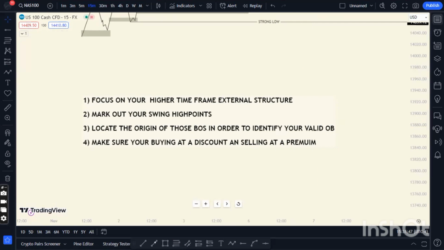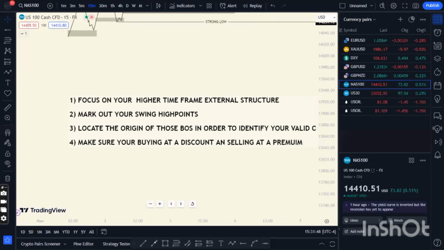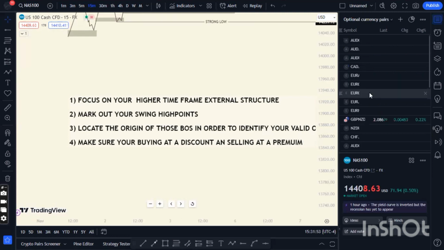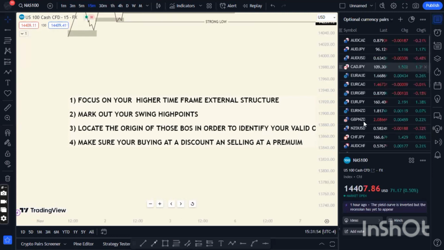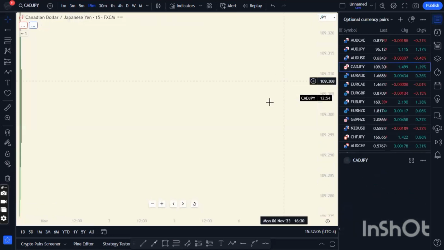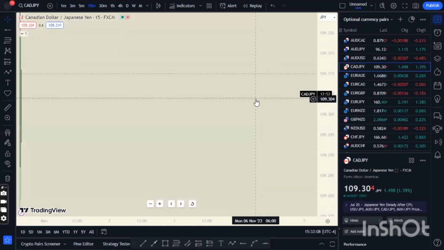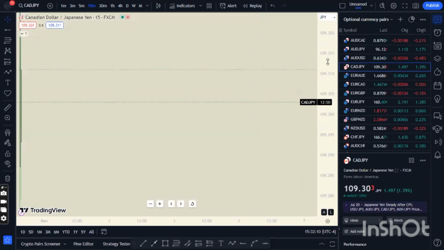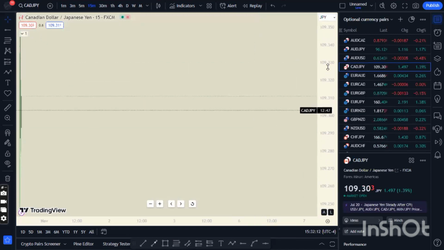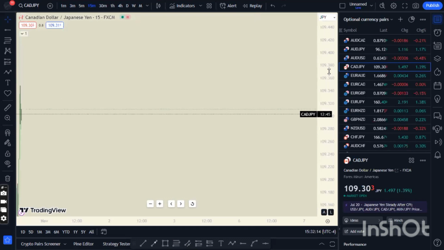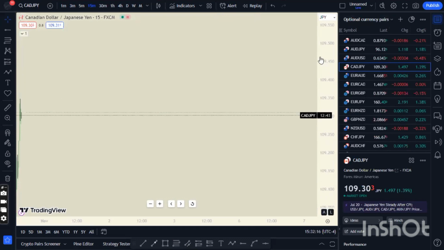Okay, now let me show you guys something. Let's go to EURJPY. Let's see CADJPY. Please, somebody should, in less than 1 minute, send the second link to the group. This one has also been going down.